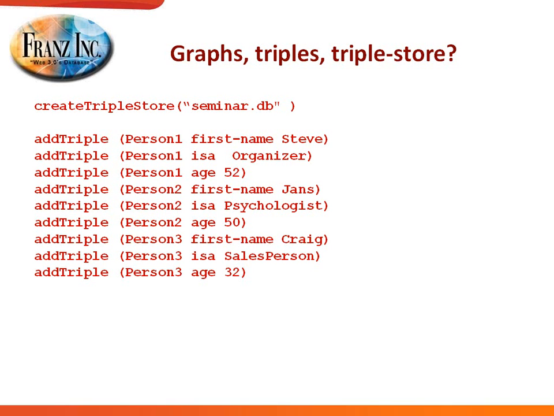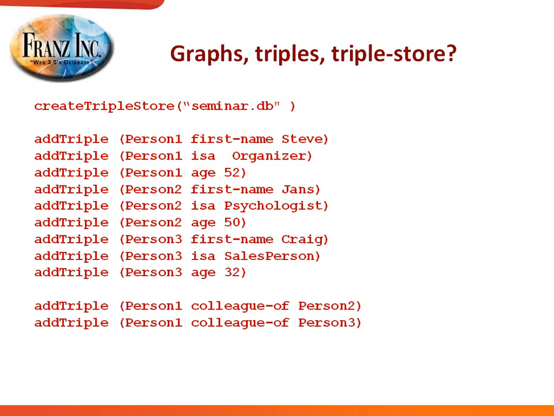And now let's add a one-to-many relationship. In a relational database, you would start a link table. In a triple store, you just say person 1 is a colleague of person 2, and person 1 is a colleague of person 3. And given that you can say anything you want in a triple store, let's add some weird fact like that person 1 likes pizza. And now we have a set of about 11 triples here.